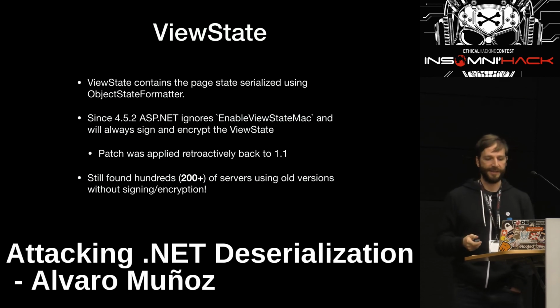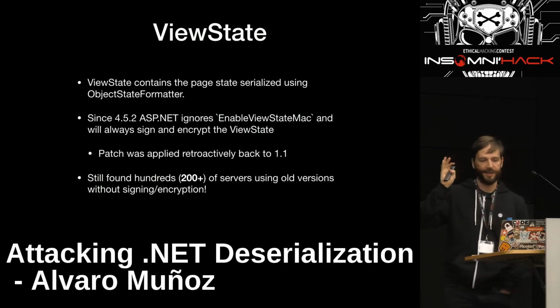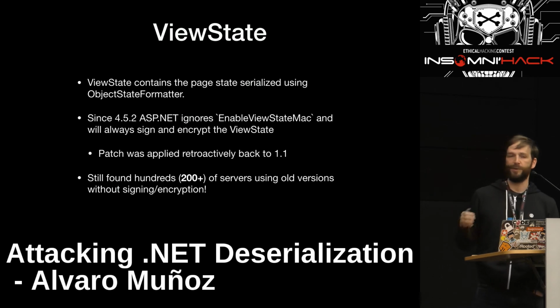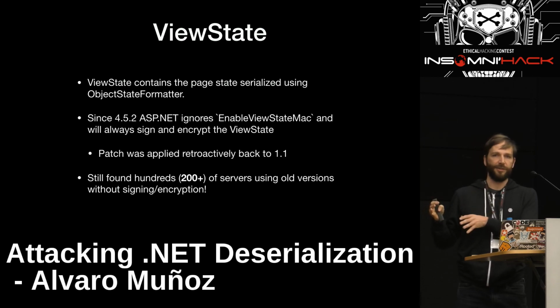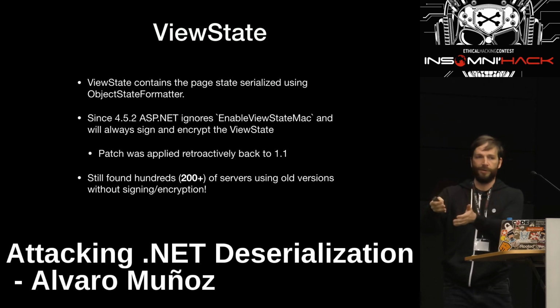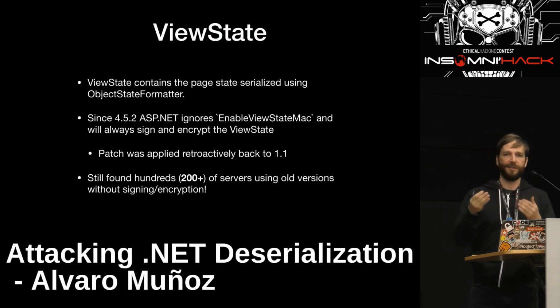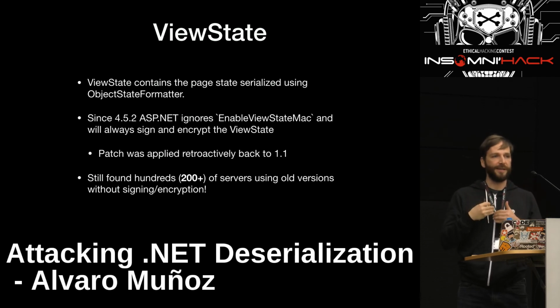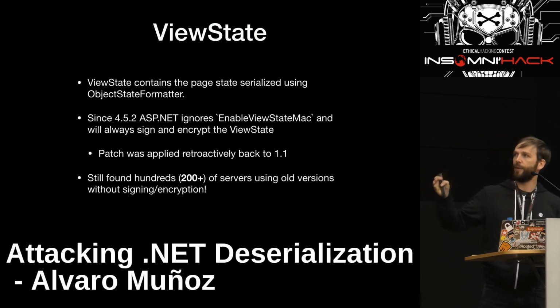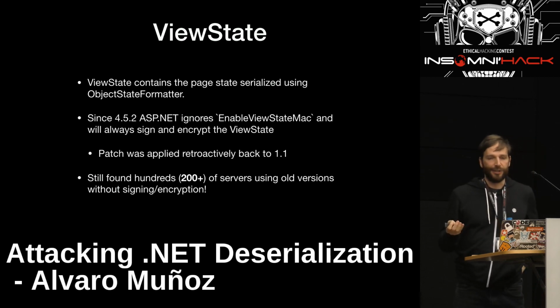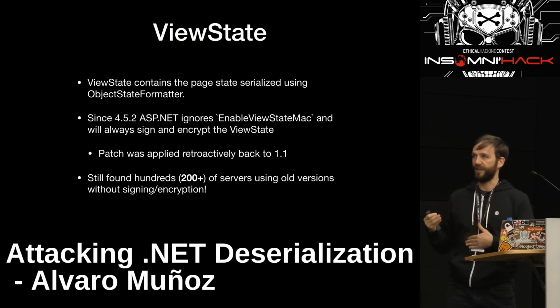So ViewState is an interesting case. At the beginning, many years ago, they were not signing or encrypting the ViewState. The ViewState is basically a representation of the state of a given page. So instead of keeping that server side, they send it to you. And then when you send the request back to the server, they take that data and reconstruct the previous state of the page. As I said, they are using ObjectStateFormatter, which is vulnerable to remote code execution attacks. So if you allow the client to change the view state, that will lead to remote code execution.